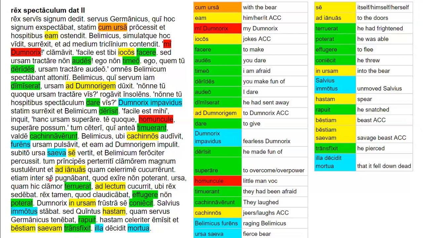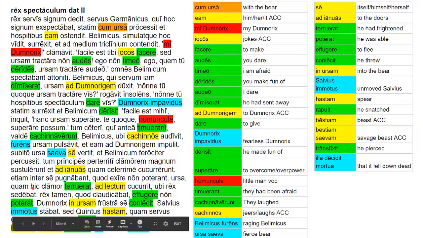Etiam inter se pugnabant quod exire non poterant. They even were fighting among themselves because they were not able to exit. Inter se is a prepositional phrase with a reflexive pronoun. Pugnabant is an imperfect tense verb, and poterant is imperfect too, taking that complementary infinitive, and quod is subordinating it as a causal clause. So it's a type of adverbial clause.